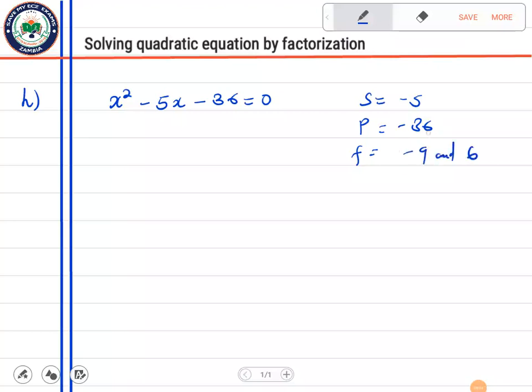Where did I get them? I got them from 36. All these are factors of 36. So if you want to get the factors, you start from 36, which is your product, and then you can start trying out. Now that I've got my factors, I'm going to write the sum in terms of those two factors. So my equation now changes to this, minus 36 equal to 0.